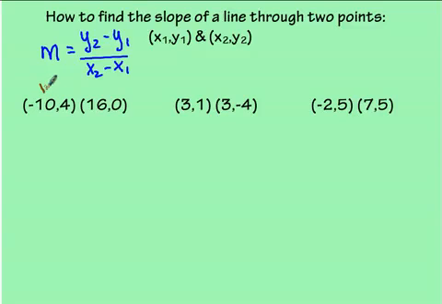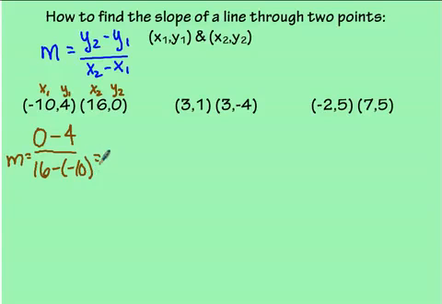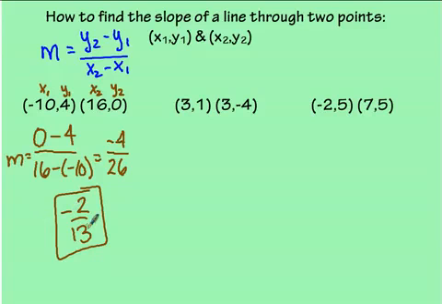So the first thing you want to do is just label them: x sub 1, y sub 1, x sub 2, y sub 2, and just plug them into the equation. So we have 0 minus 4, right? M is equal to 0 minus 4 over 16 minus -10. 0 minus 4 is a -4, and 16 minus -10 turns into a plus, which will be 26, and then this can be reduced to -2/13. All right, so your slope is -2/13.